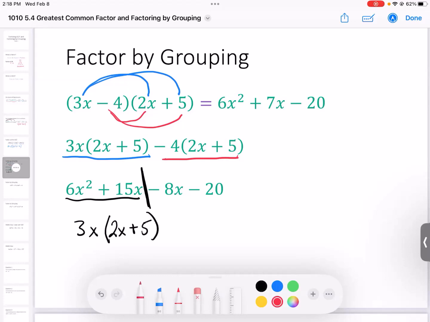Then for my second group, I'm going to factor this out. And what does -8x and -20 have in common? Yep, they have a 4, and we're going to actually do a -4 because you could also say they have a -4 in common. And that leaves 2x plus 5, because -8x divided by -4 is positive 2x, and -20 divided by -4 is positive 5. Okay, so do you see how I got from here? Because this is the same thing as this.